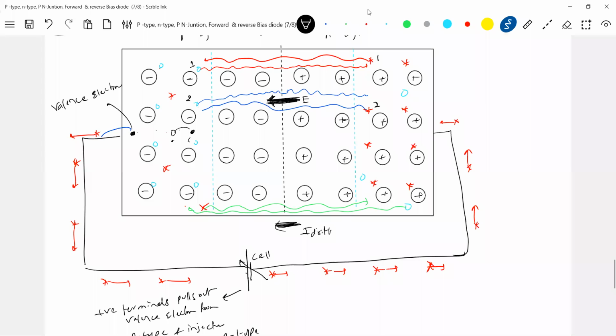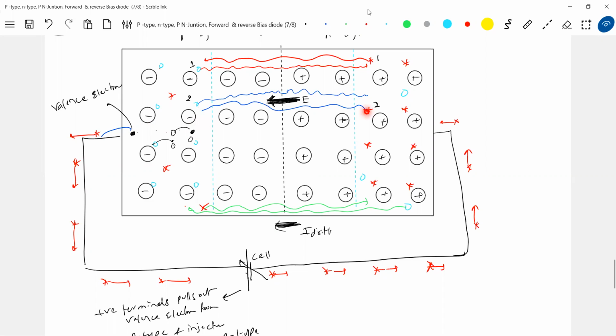Here electron, here hole. The hole which is present here will pull out this valence electron. Electron has come, and here a hole will be there. So like that, the valence electron is moving, and the hole is moving like this. What about here? Here the electron itself is a free electron. So there are many things here. Here the hole will move like this.